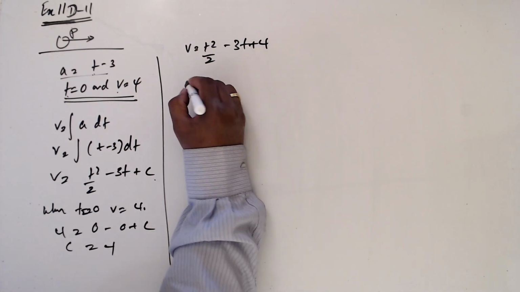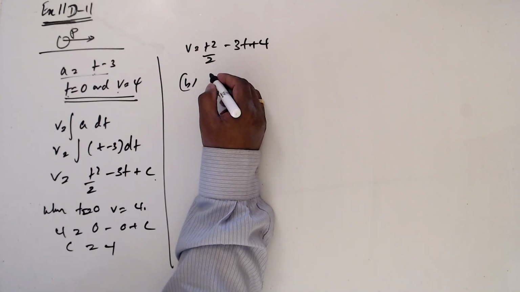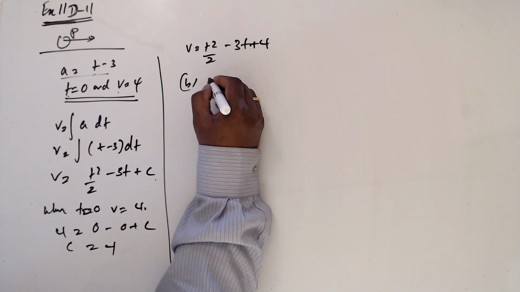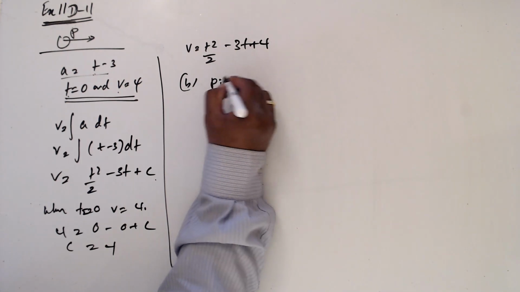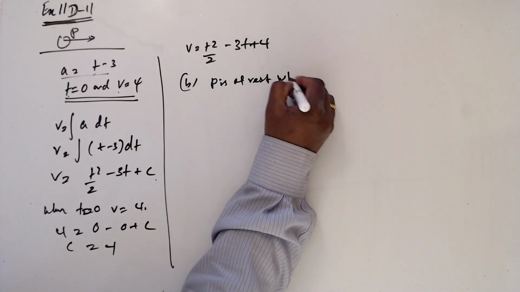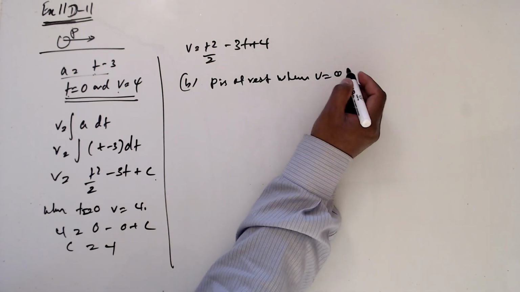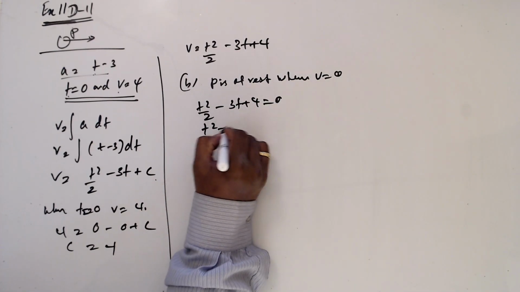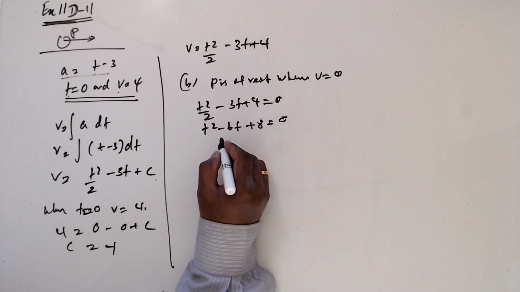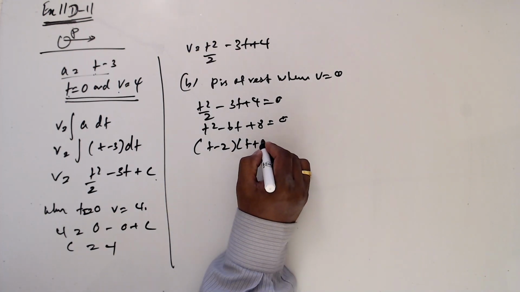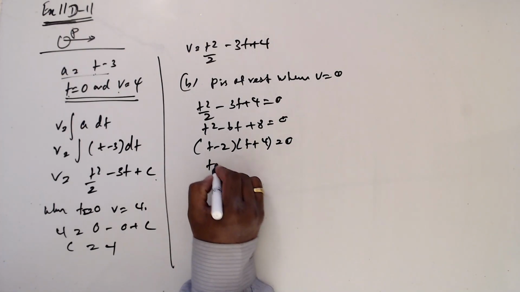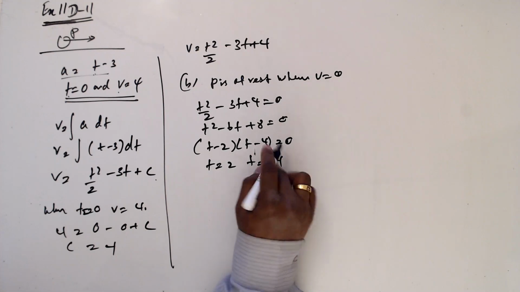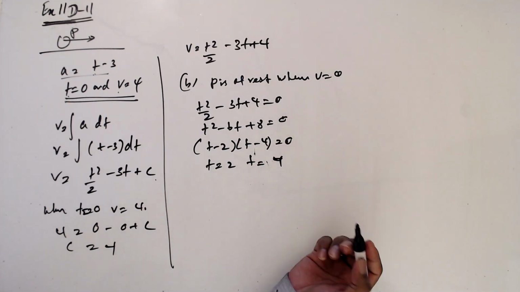Now we need part B, to find the value of t when P is instantaneously at rest. P is at rest when v equals 0, so we'll work that out. Now t square over 2 minus 3t plus 4 equals 0, so t square minus 6t plus 8 equals 0. This is going to be t minus 2 times t minus 4 equals 0, so t equals 2 and t equals 4.